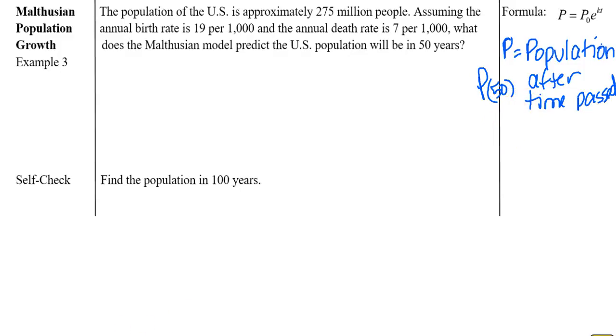Our P sub 0, I'll do that in pink or purple. Our P sub 0 is our population initial, which means at time 0, at 0 seconds, this is the population that we're starting with. So it's your initial population at time equals 0. No time has passed.